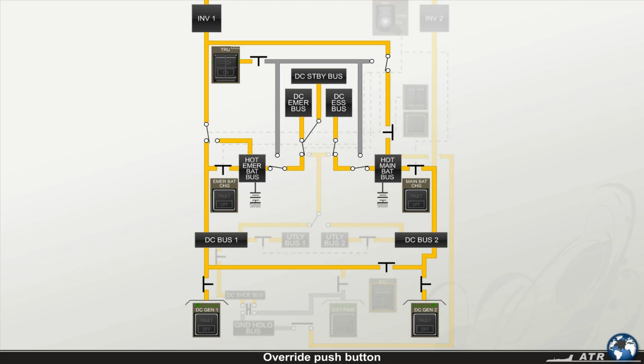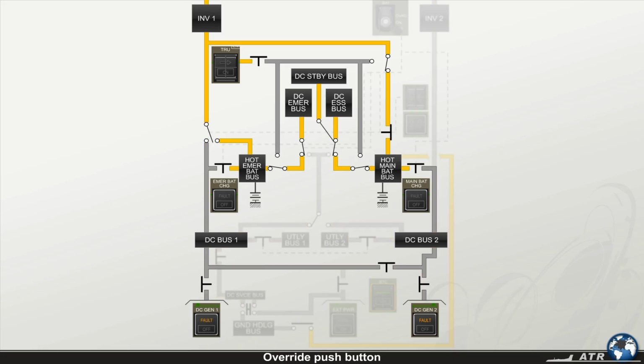In its normal released position, if one DC generator fails, the DC emergency bus and standby bus are supplied from the hot emergency battery bus. Furthermore, DC bus 1 supplies the inverter 1, and the hot main battery bus supplies the DC essential bus.